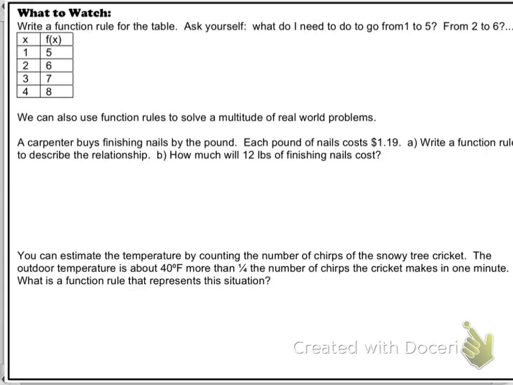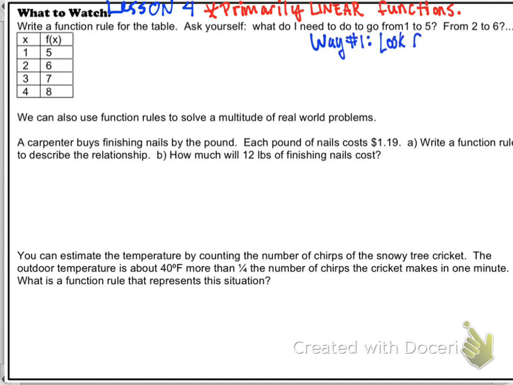Now, here is an important lesson. I want you to pay close attention to what we're doing here. We're asked to write a function rule from a table. I'll show you one first way that is kind of intuitive, but I would prefer you learn the second way. That is best, and that will be much more applicable for your future in this math course and future math courses. So, we're dealing with mainly linear functions.